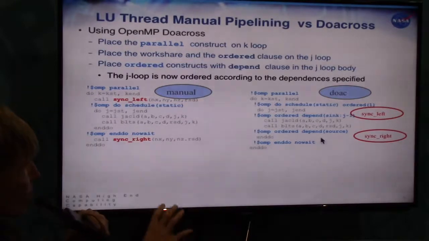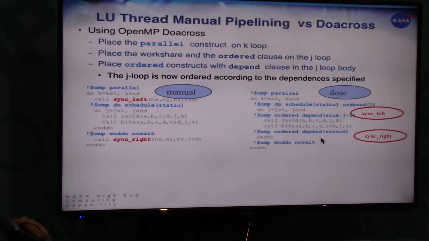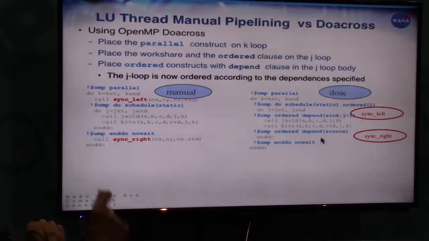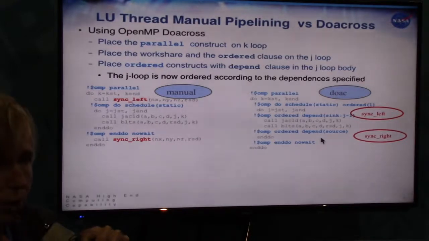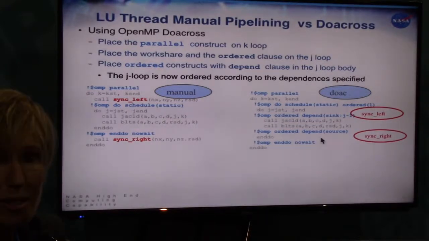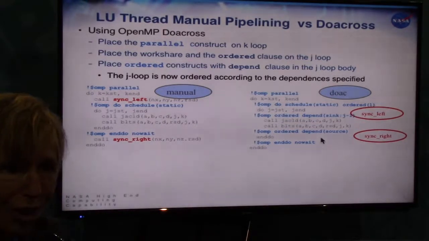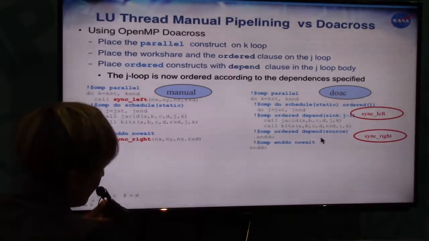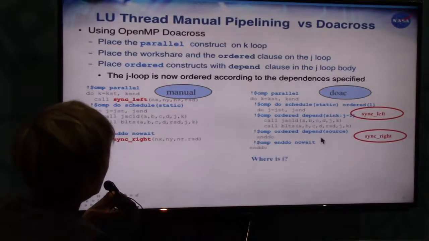So instead of having a routine sync left that you call, you now just specify this argument sync j minus 1, and then you signal, instead of a sync right, you just say depend source. That's that. And so now nothing error prone from your side, okay? Now it's all left to the compiler. If there is an error, it's not your fault. But I mean, hopefully there is no error. So, nice and clean. I like it.